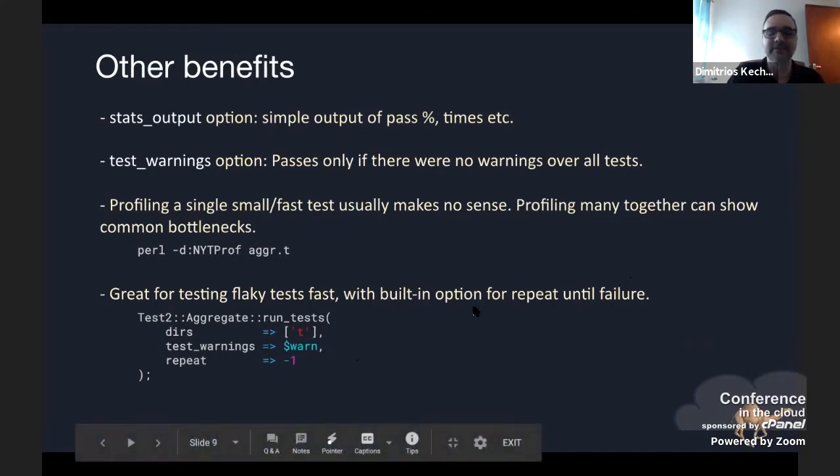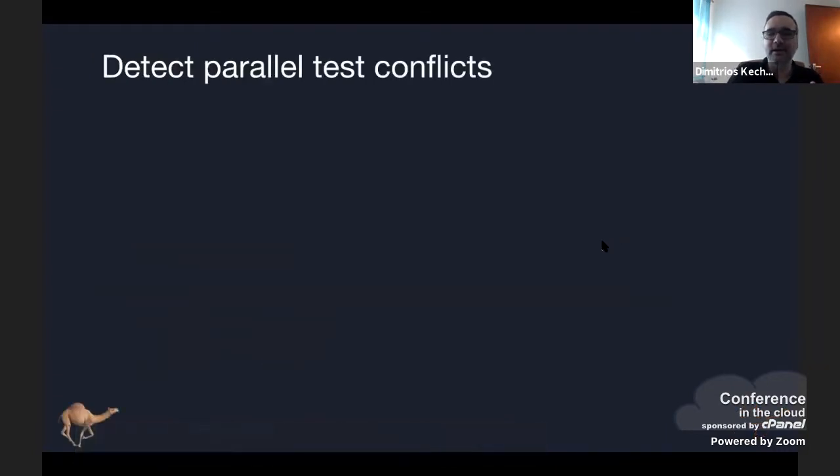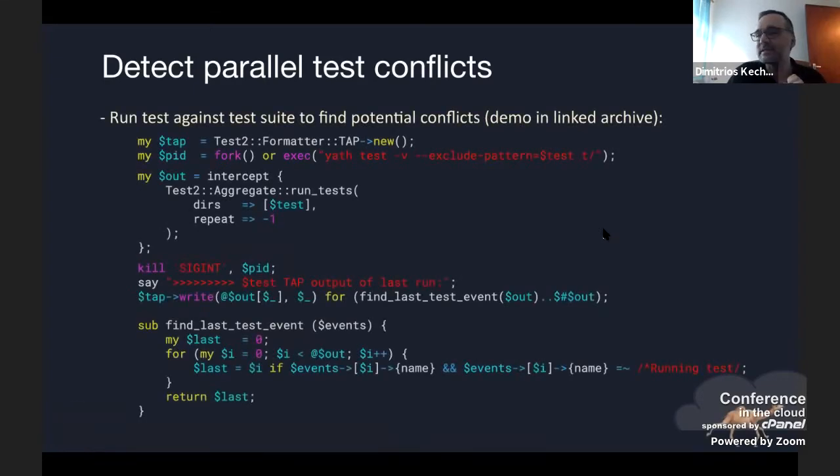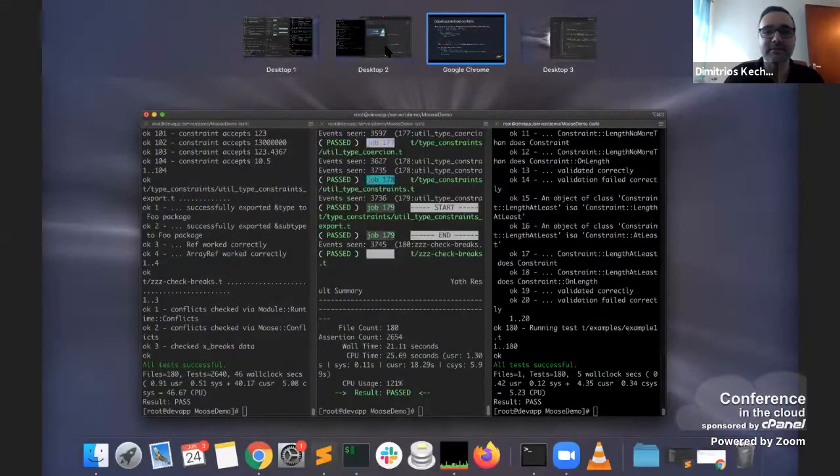That's the repeat -1. And further upon that, we built a little program, which is simplified here, to detect parallel test conflicts. Like if you have a test that failed randomly because something else is conflicting with it, because of a critical section that you're not really sure where it is, you can run a test repeatedly against the entire test suite. And I can give you a demo of that here.